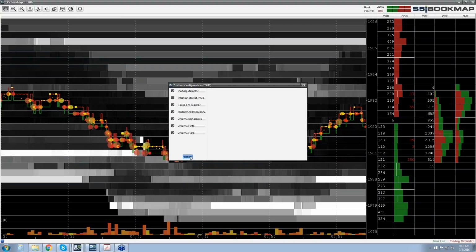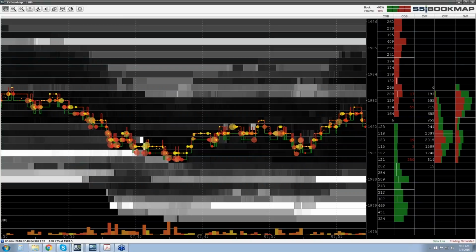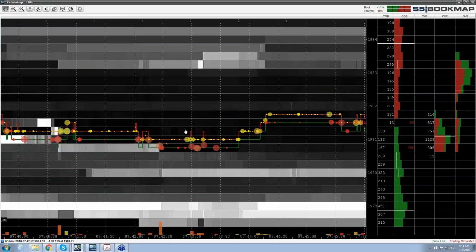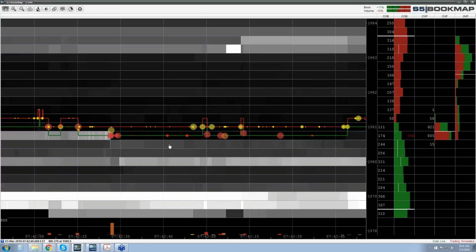Okay. So now we've turned on the volume dots, and we can take a quick look, and yeah, we can see that there was a lot of volume that traded in this little area here. We can see it by these big red dots. Okay, so let me go over the volume dots and explain that. All right, so I'm going to zoom in here a bit, and I'll show you with this example.